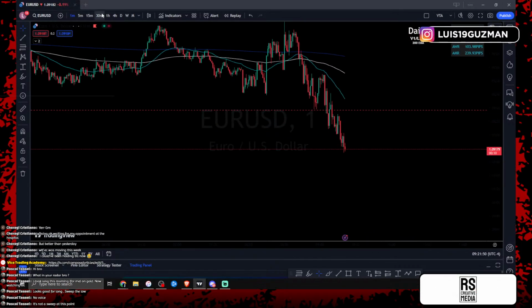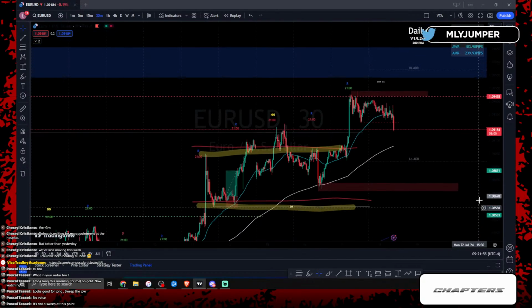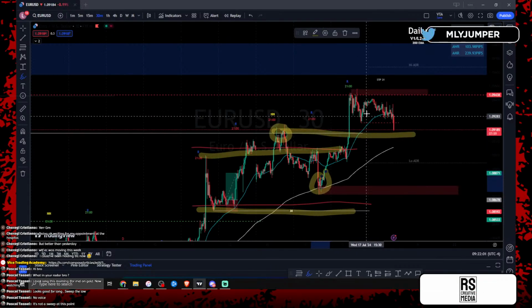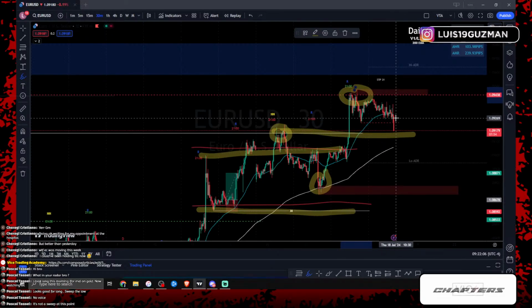Not a sweep at this point, but it could still be. Remember, we follow the trend. Once again, higher high, higher low, higher high, right? This is still not a break of structure.